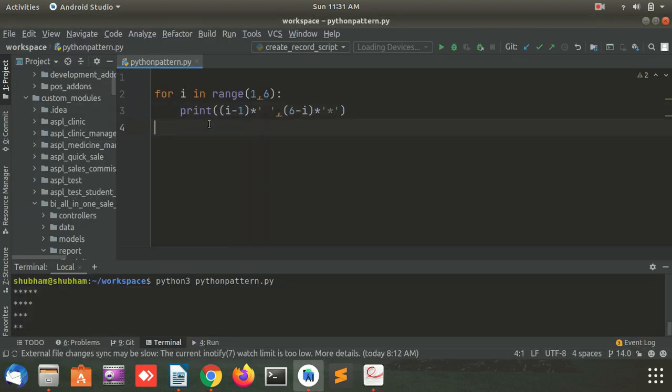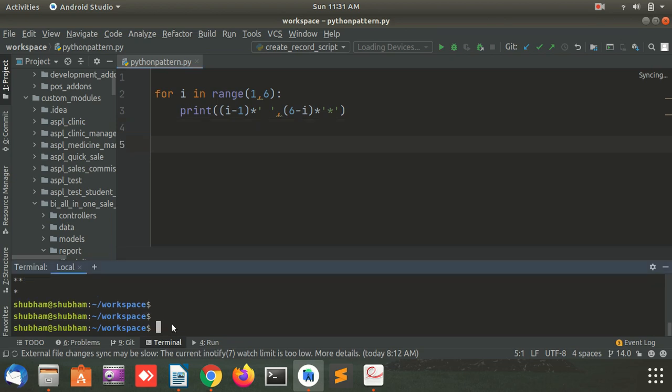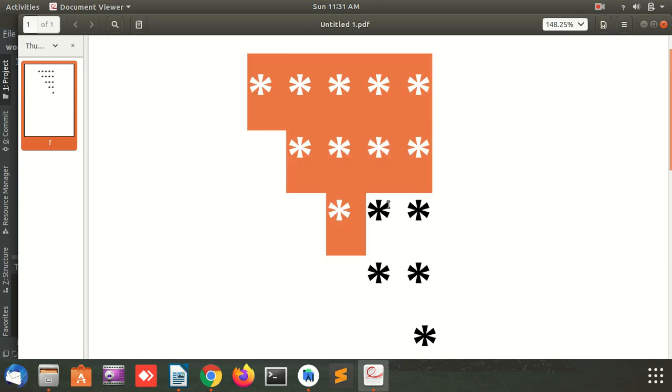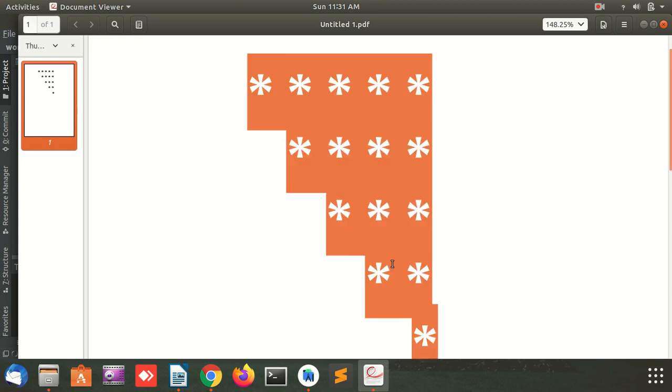And let's check. Look at this, our output is displayed here. This is the correct output for our program, and similar to the pattern displayed here.